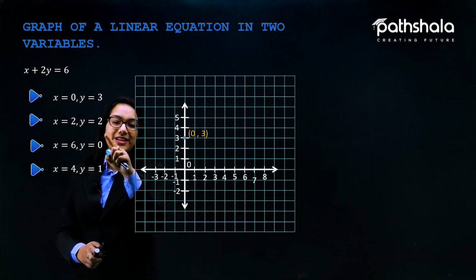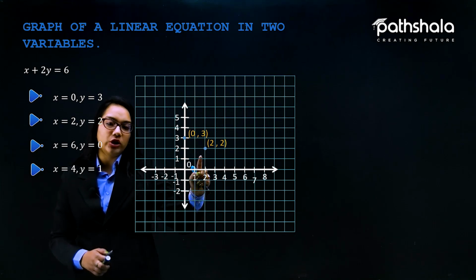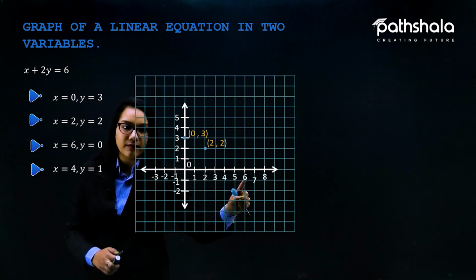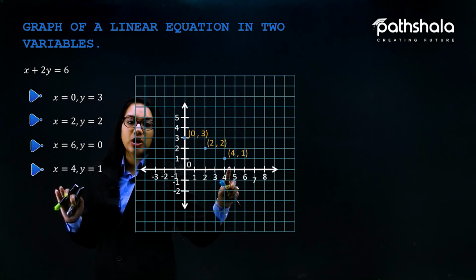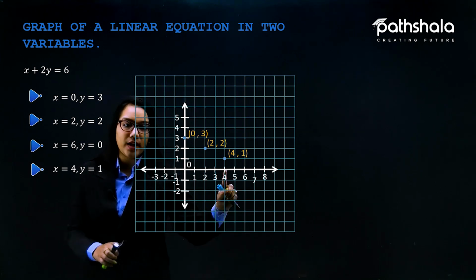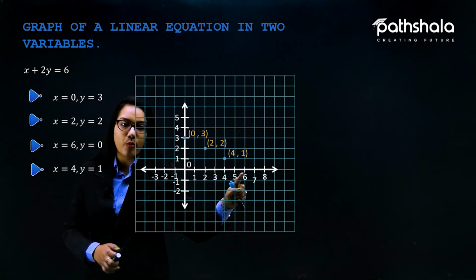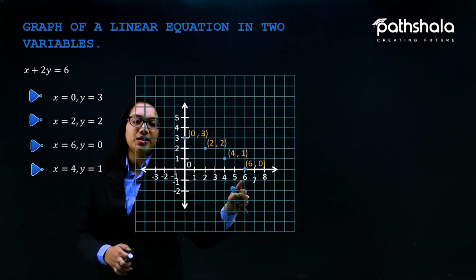x = 2, y = 2 is my second coordinate, so this is (2, 2). Further, x = 6, y = 0 is the point (6, 0). And this is (4, 1): x is 4, y is 1. So this is the point (4, 1). The next point is (6, 0).